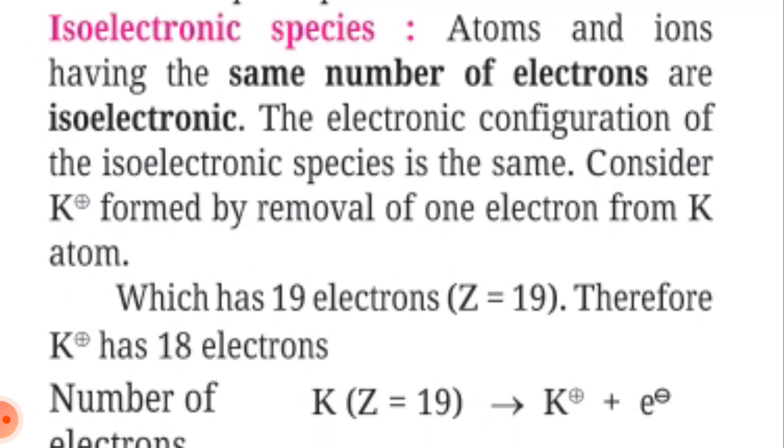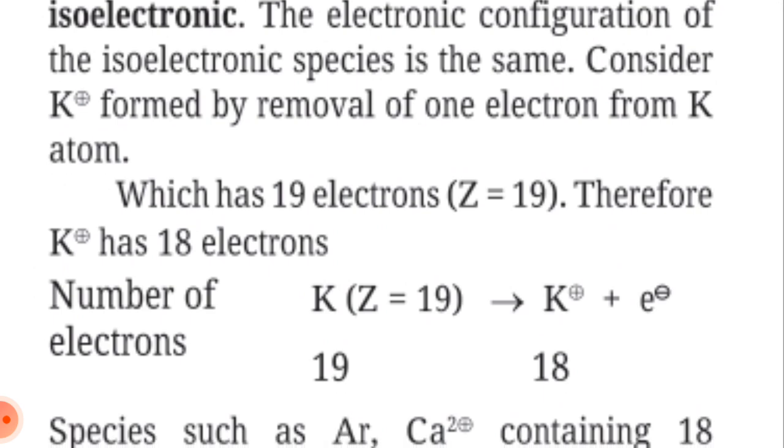Isoelectronic species: atoms and ions that have the same number of electrons are isoelectronic. The electronic configuration of isoelectronic species is the same. Consider K+, formed by removal of one electron from a K atom, which has 19 electrons, Z equal to 19. Therefore, K+ has 18 electrons.